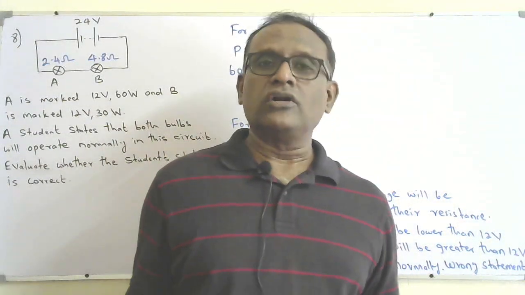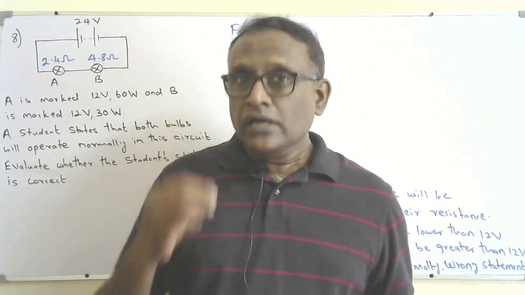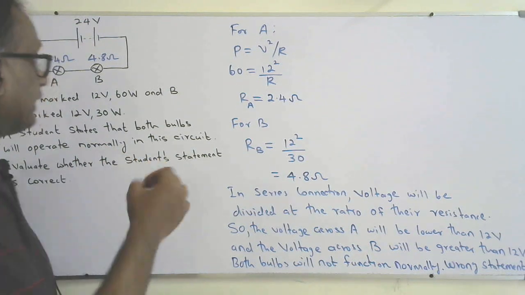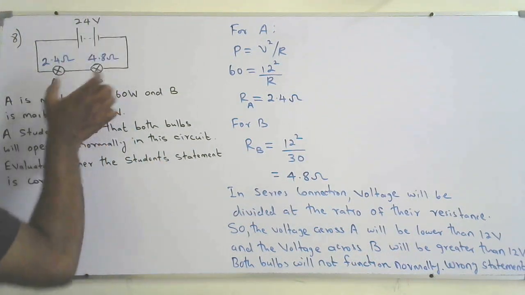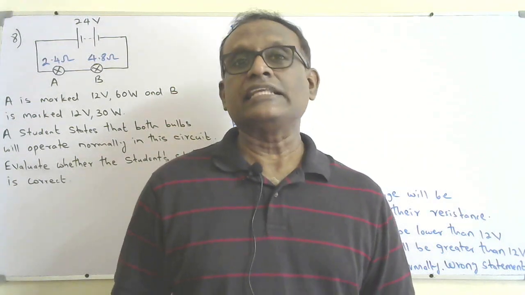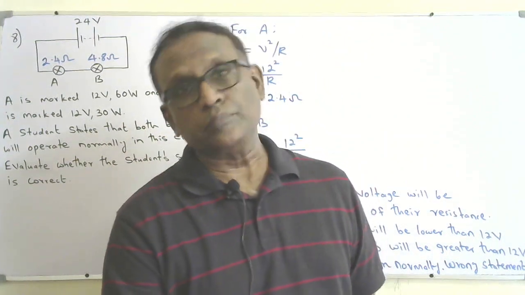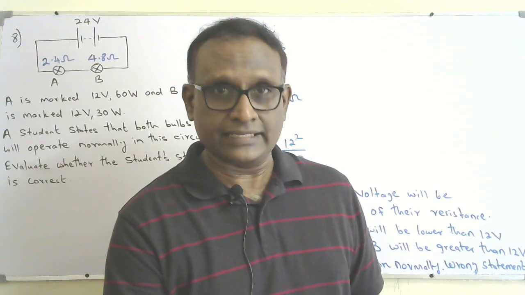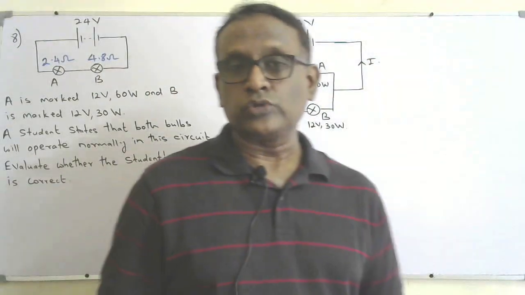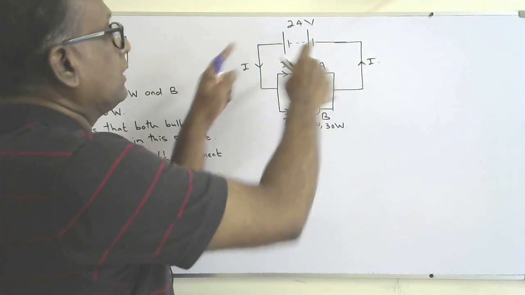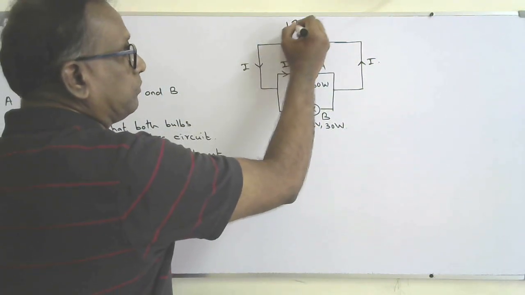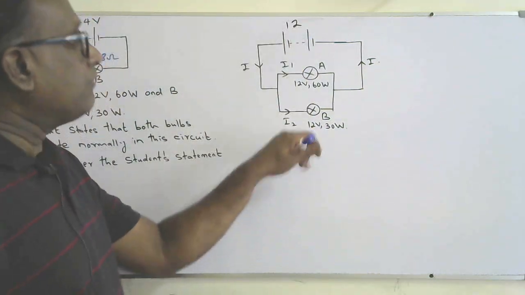So how can we solve this problem? How can we keep both bulbs in normal condition? The only possibility is that we should connect them in parallel with the given DC power supply. If we connect them in parallel, then both bulbs will be in normal condition like this. If you connect them like this, you need to have a 12 volt power supply, not 24 volt.